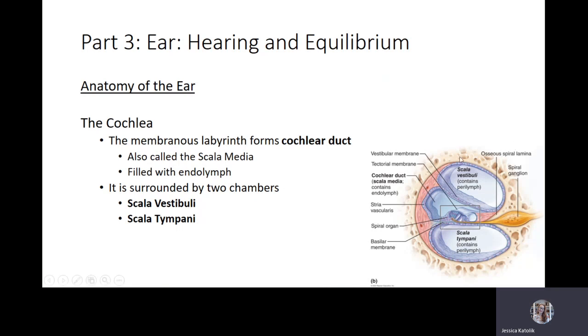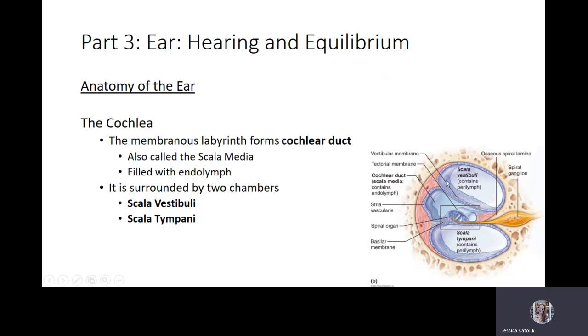On either side, we're going to have two other areas. We're going to have the scala vestibuli. The scala vestibuli will travel from the oval window to the end of the cochlea and eventually turn around to become this scala tympani. The scala tympani will go from the end of the cochlea all the way back to the round window, where it can help alleviate pressure.